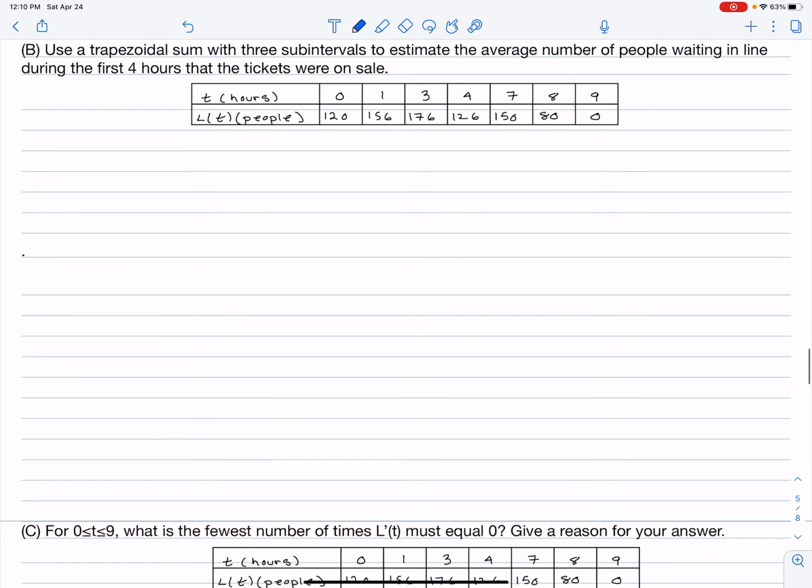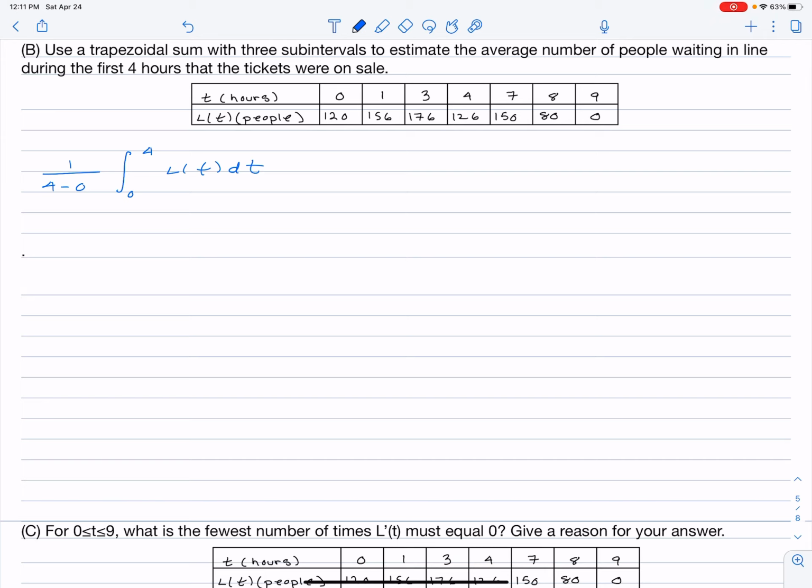So in other words, what we're really being asked to find is our average value. So that's 1 over 4 minus 0 on the interval. Is it the first, did they say the first 4? Yeah, 0 to 4 of L of t dt, right? They're asking for the average value, okay? So how do we do that?